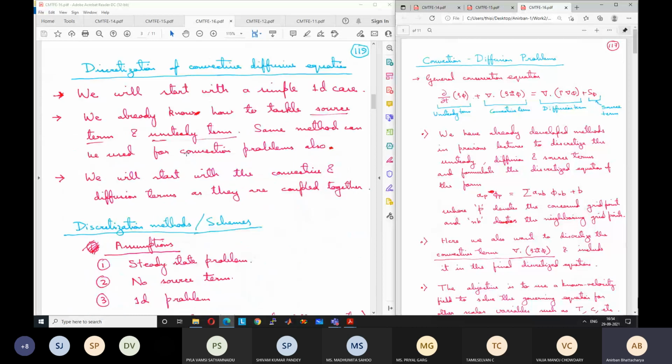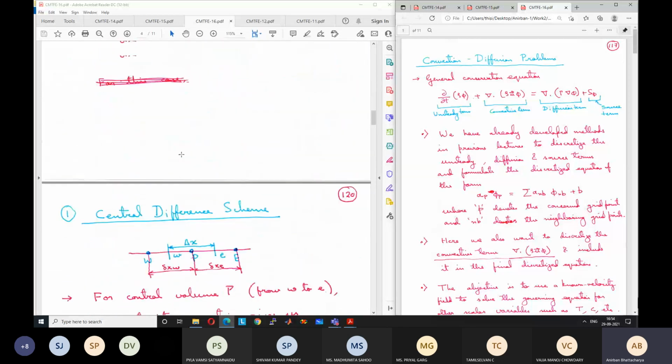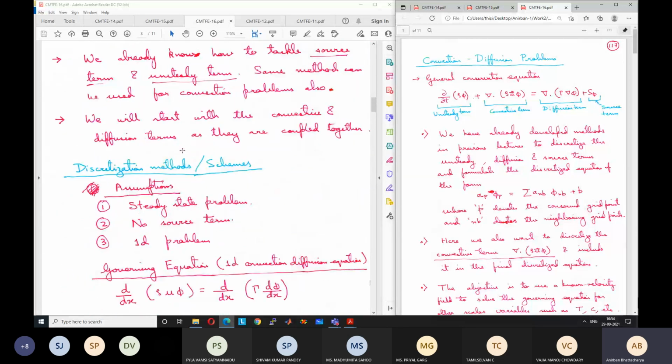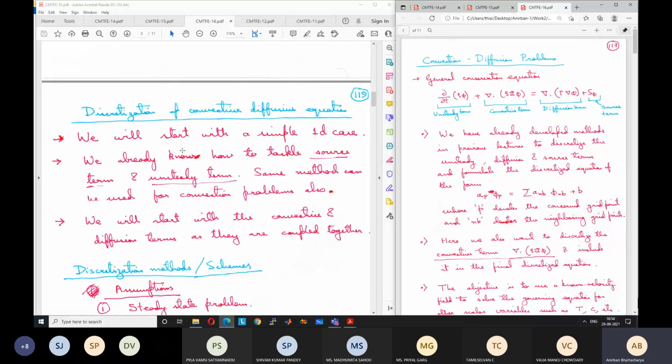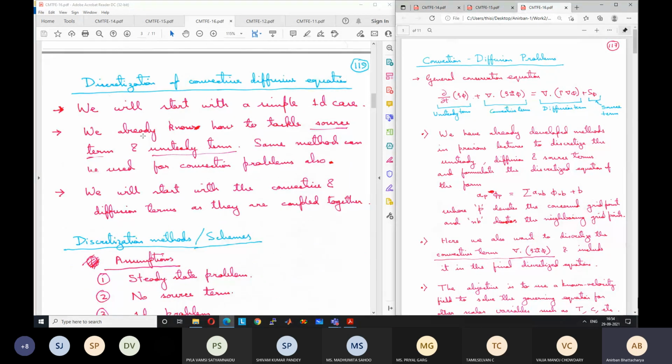So what I'm going to do is I will stop here today because I don't want to go halfway today. And in the next class, we will start with the discretization of the convective diffusive equation. And we will go through some methods, okay? Important methods of convection diffusion type of equation discretization. Okay. Next class is on Monday.